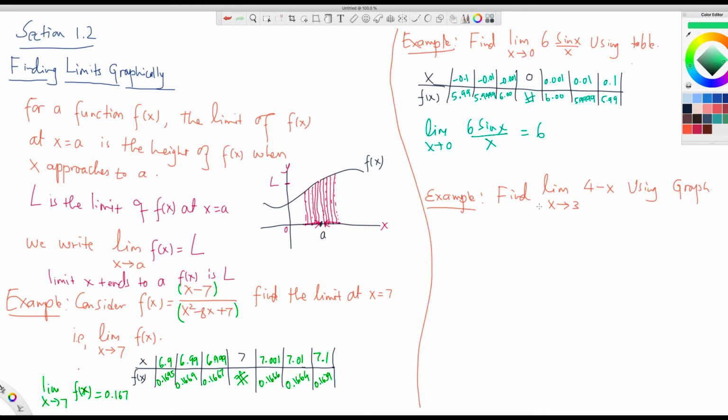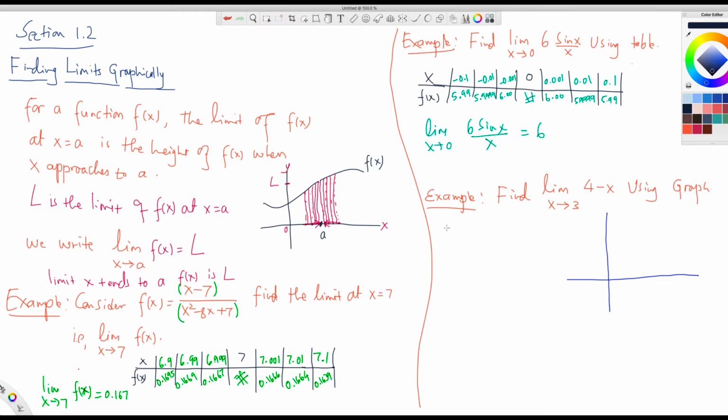Let us do this one using the graph. This is slightly different because we didn't do the graph here. Now we're going to do the graph for this problem. So let us draw the graph of this problem. If I draw the graph of that, this is what the graph looks like. Draw the x-axis and the y-axis.